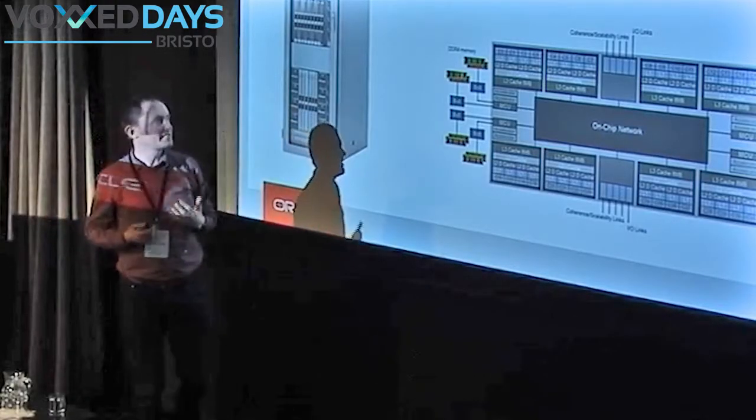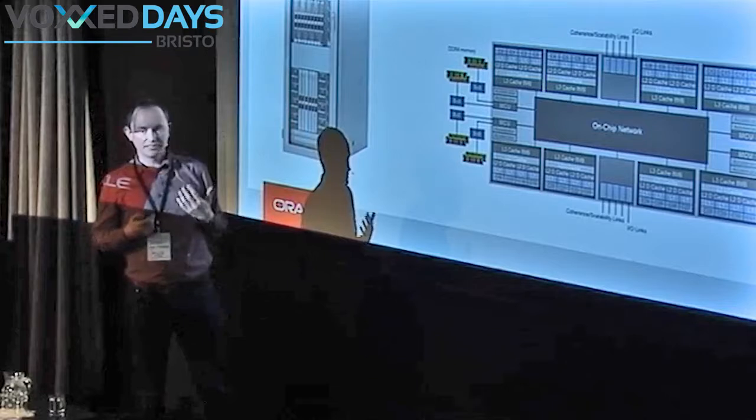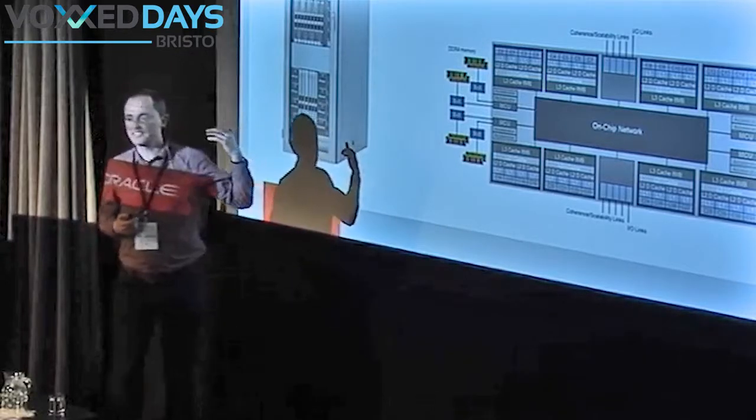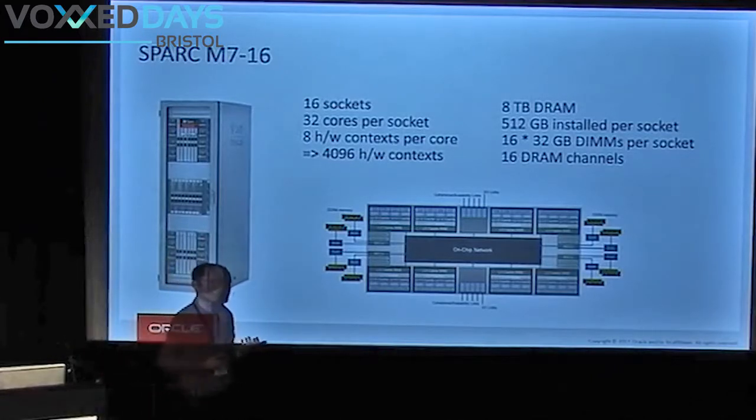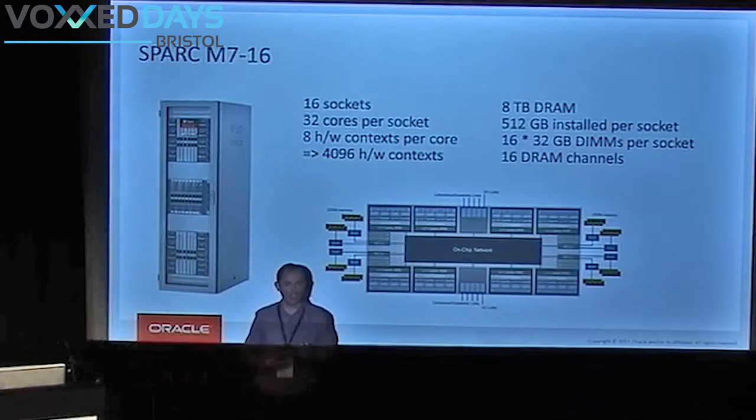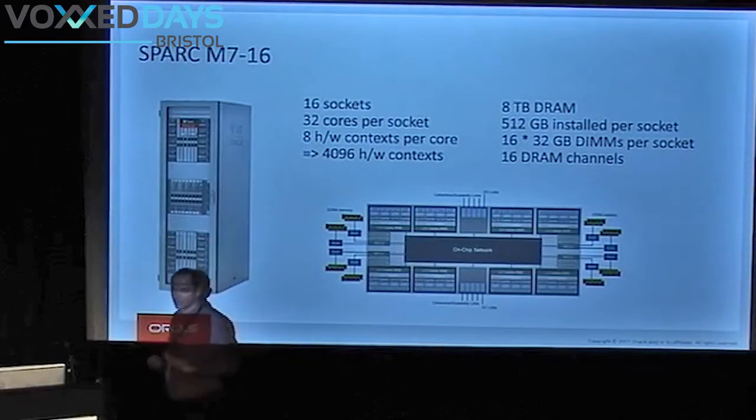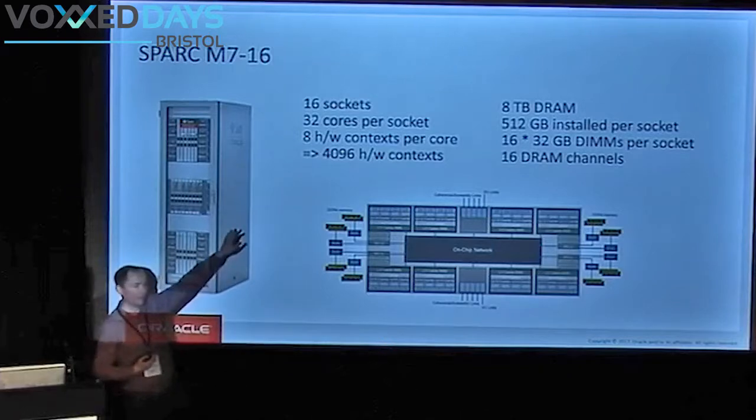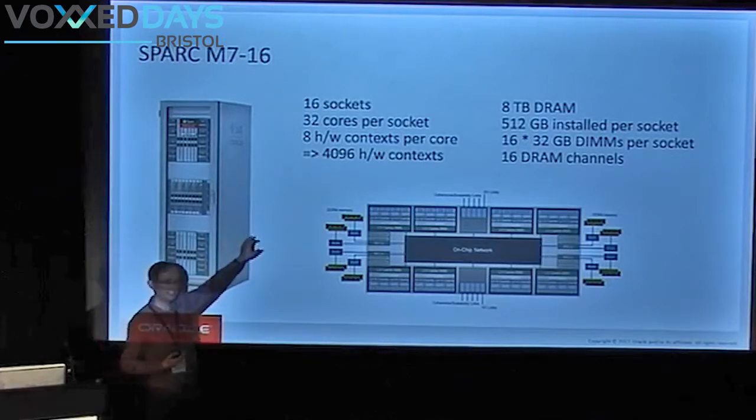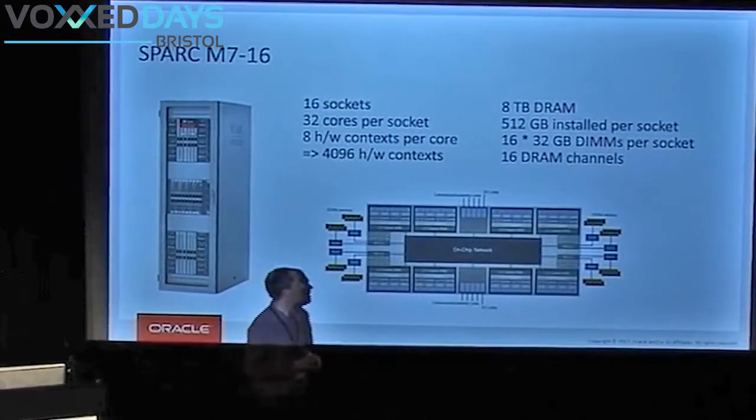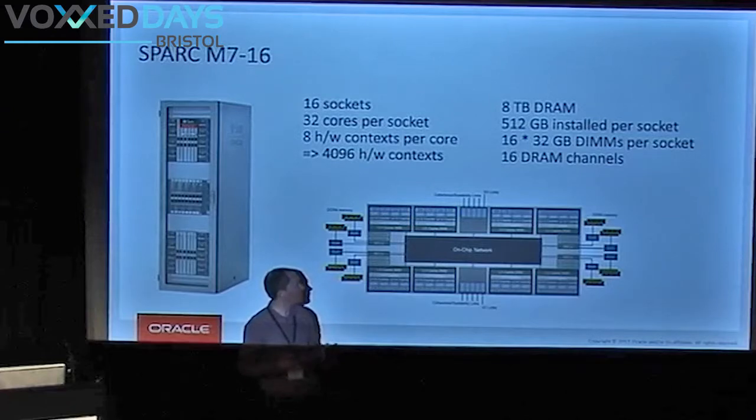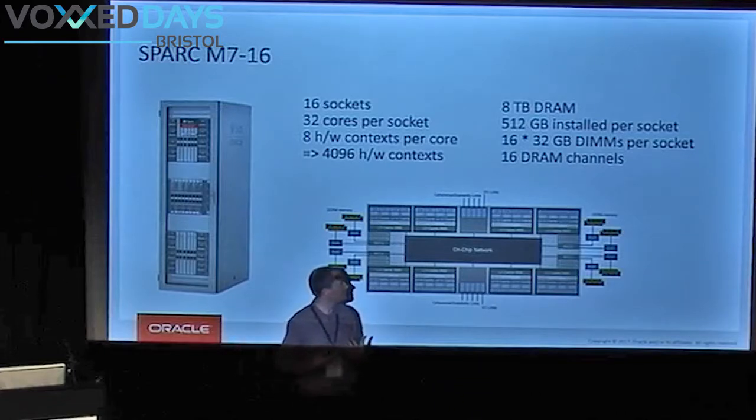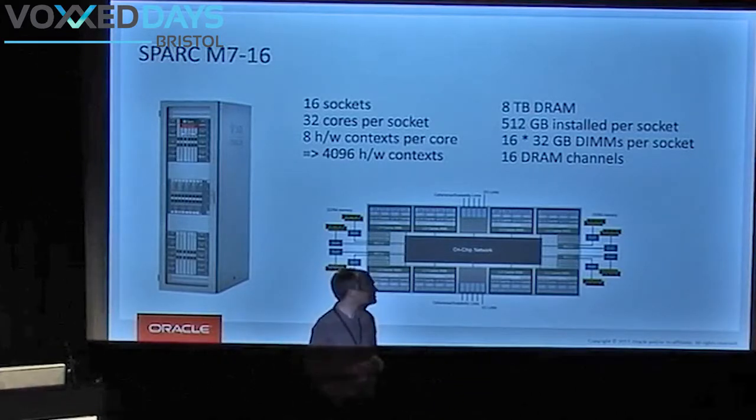So let's look at the scale-up case first. And the machine we're targeting here is the Spark M716. And this is a system with 16 processors. Each of the processors is fitted with 32 cores, and each of the cores has 8 hardware threads. So you multiply the numbers together, and you've got about 4,000 hardware threads within the machine in a single cache-coherent address space. And the particular system we were using has 8 terabytes of DRAM, 512 gigabytes installed on each of the sockets, and 16 DDR4 memory channels on each of the sockets.